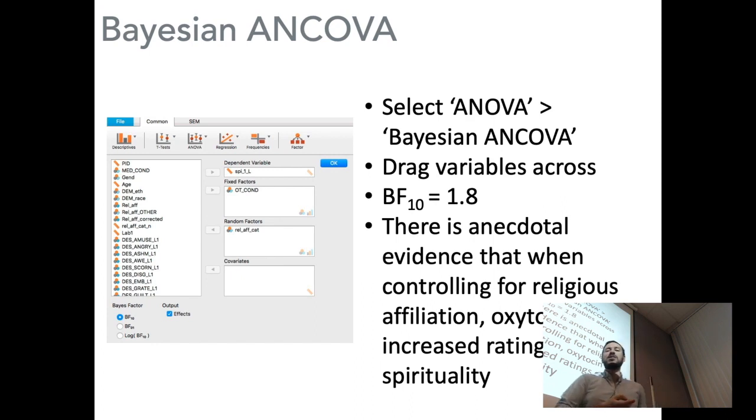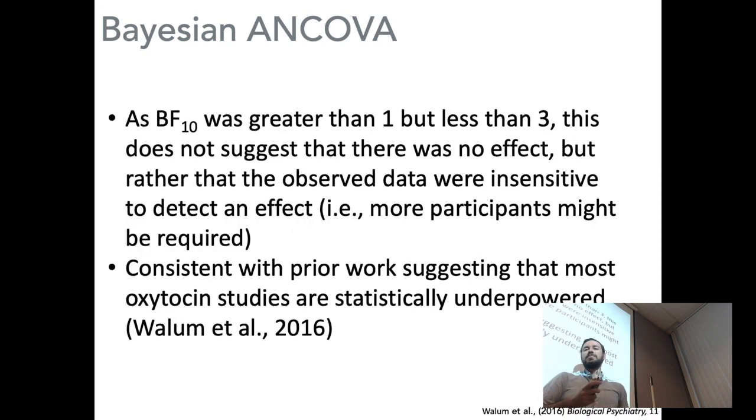Let's see how this goes when you do exactly the same thing. Your fixed factor, your random factor, drag it across for your Bayesian ANCOVA. We find there's only anecdotal evidence when we take the Bayesian perspective. There's just under 2 times more evidence for the alternative hypothesis that oxytocin influences spirituality once you account for religious affiliation. Which, when you look at it, is quite consistent with a p-value hovering around 0.05. So it's another perspective of looking at how much relative evidence there is for this particular effect.